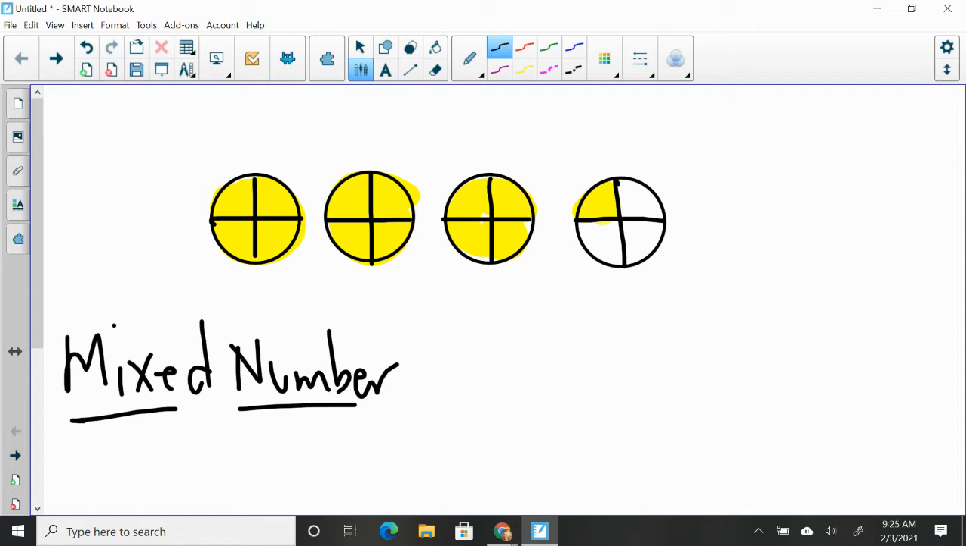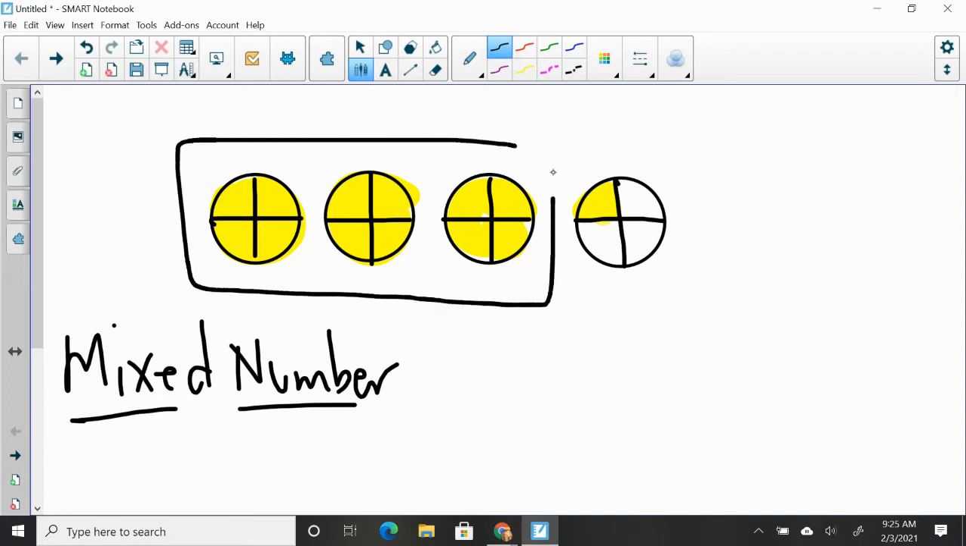Okay. So in this mixed number, we have 3 whole circles shaded in, and the fractional part is this guy right here. And so that fraction represents what? 1/4. Okay, so our mixed number for this model is 3 whole and 1/4, and we would just say 3 and 1/4.